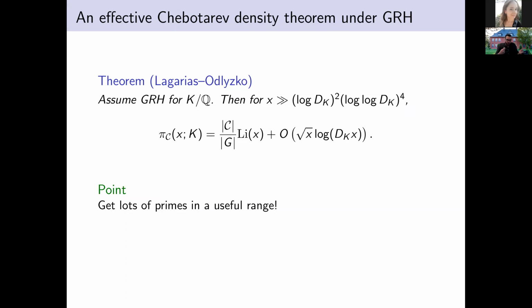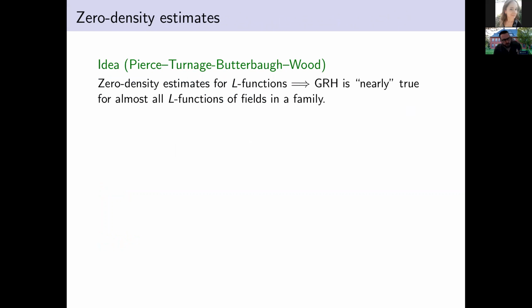But of course, there's a problem here, which is that GRH isn't a theorem. So what can you do if you want something that's unconditional, but better than the Lagarias and Odlyzko style effective result from the previous slide? Here, there's a beautiful idea due to Lillian Pierce, Caroline Turner-Butterbaugh, and Melanie Wood, that if you look at a family of L-functions, there are these things called zero density estimates. And essentially what they say is that in this family of L-functions, GRH, or something close to GRH, is nearly true for almost all L-functions of fields in a family.